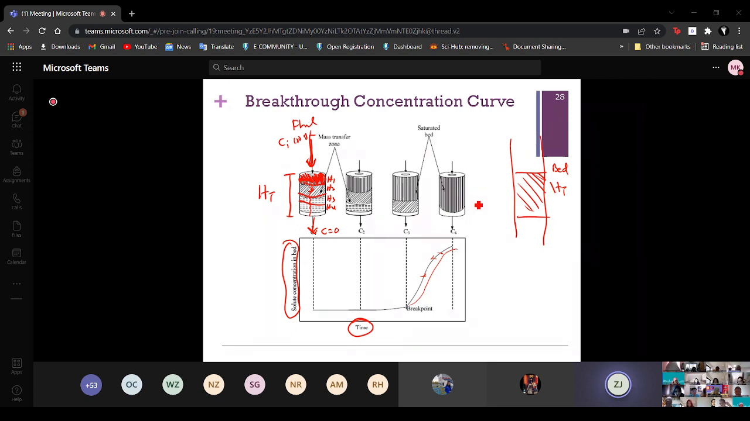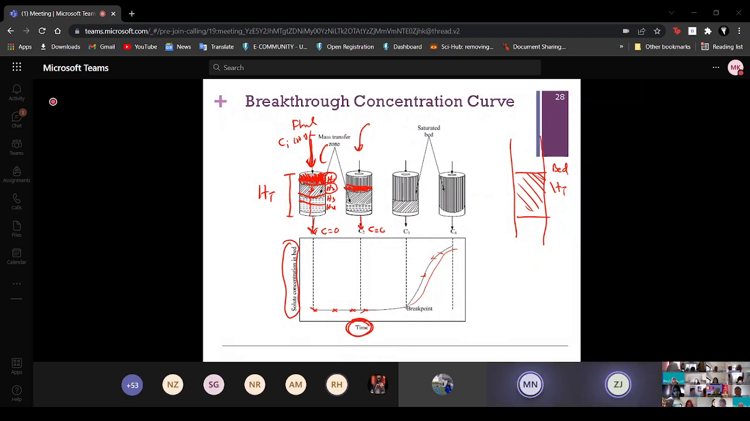So what happens? You still feed in the same column, right? You feed in the fluid continuously. So the adsorption zone will shift from section 1 to section 2. Section 2 will do adsorption until it is saturated. And then what happens? C out is still zero. So that's why if you look at the time base, the concentration is always zero. Why? Because only a specific zone does the adsorption.